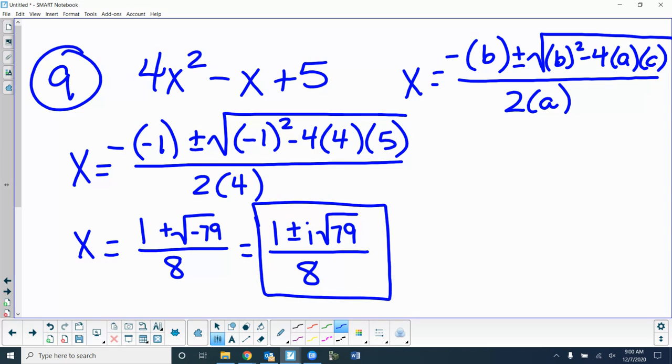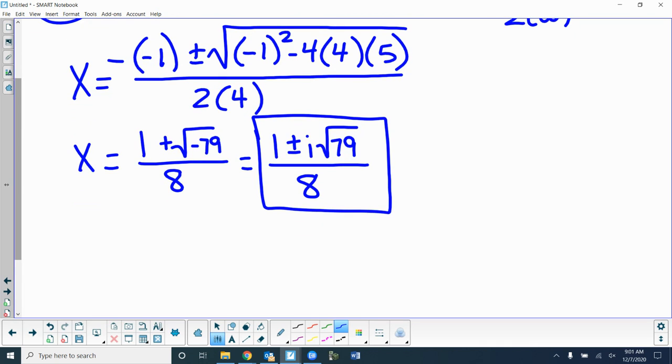Okay? So if you want to use the quadratic formula for number 7, you'll get the same answer we got before. Okay, negative 3 plus or minus 3i. Okay, if you don't like completing the square. All right, for number 9, you have to use the quadratic formula. Questions?